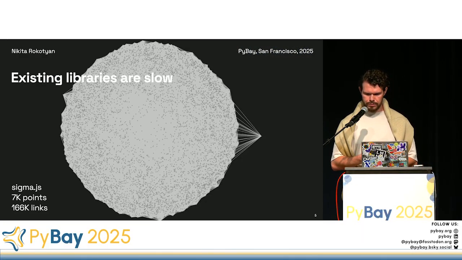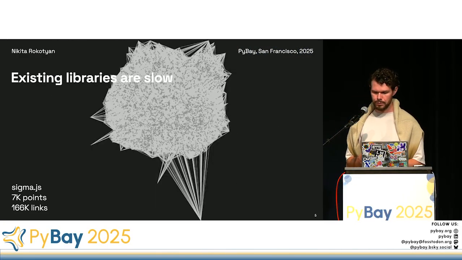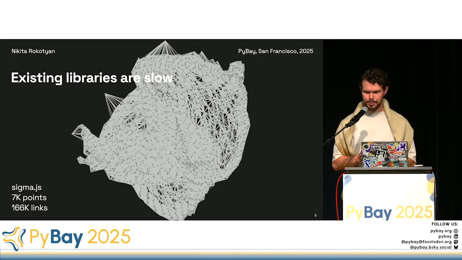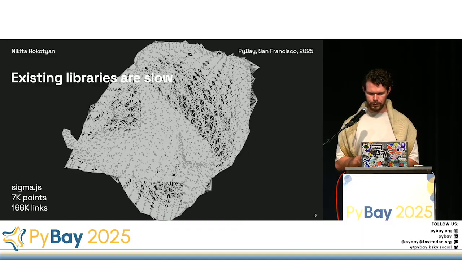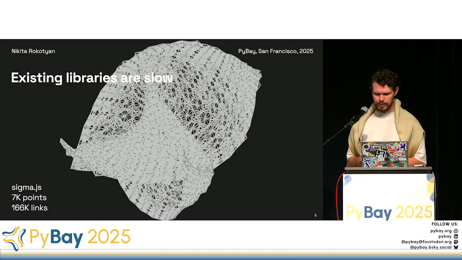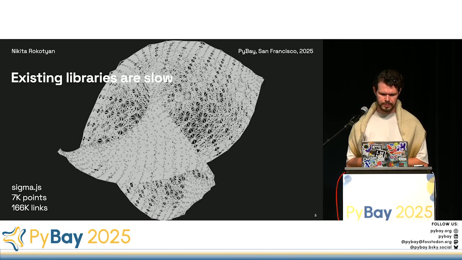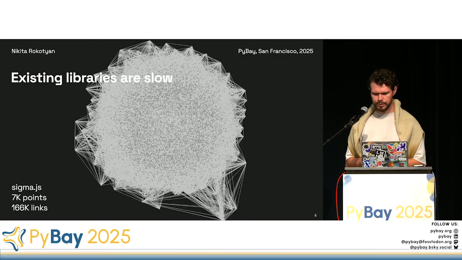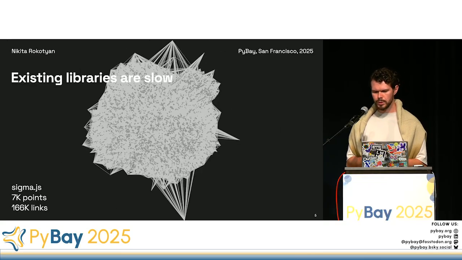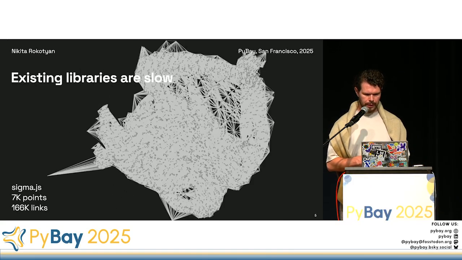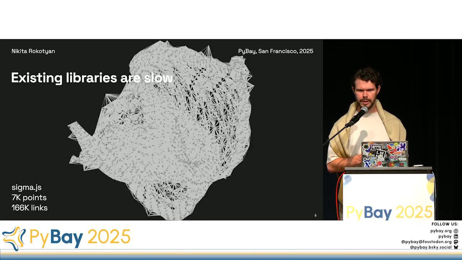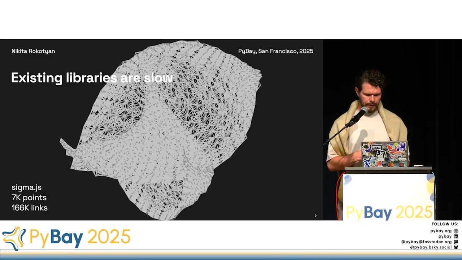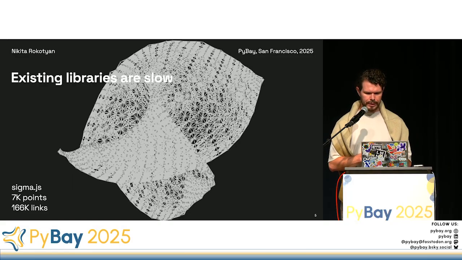There are many graph visualization tools for Python and for JavaScript, and many of them are quite good. But there is one persistent problem: performance. When you try to explore large graphs, all of the available solutions become kind of sluggish. What you see here is Sigma.js, a very popular JavaScript library, which is also available as a Python widget. This graph only has 7,000 points and 166,000 links, and you can't interact fluently with it.